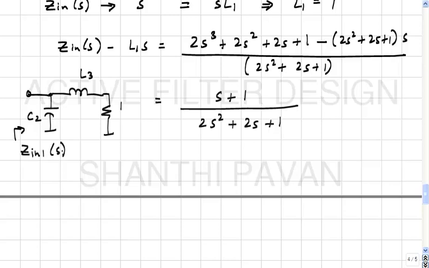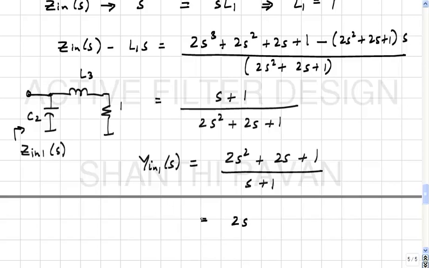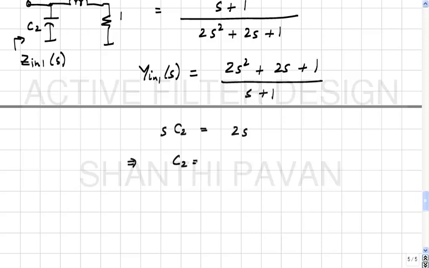However, we see that because the leading element is a capacitance, consider Yin1 of S. What is the admittance looking in now? 2S square plus 2S plus 1 by S plus 1 is the admittance looking in, and as S tends to infinity, this admittance tends to 2S, and this must be equal to SC2. So what must C2 be? You understand?